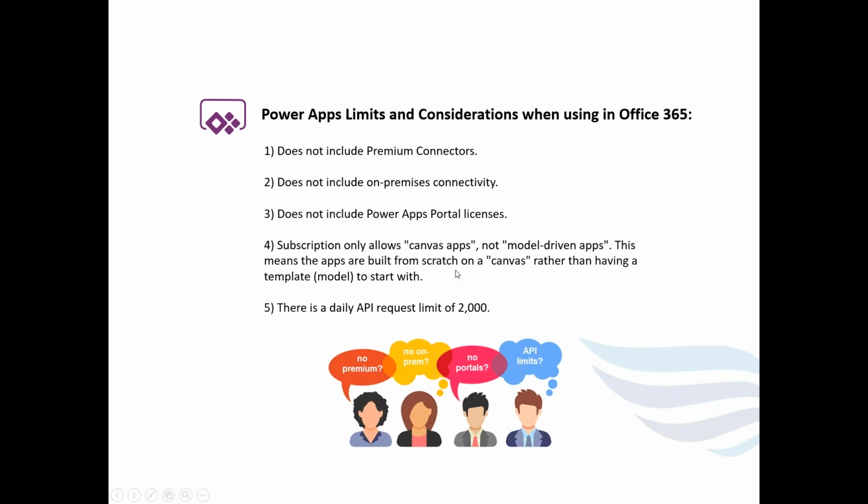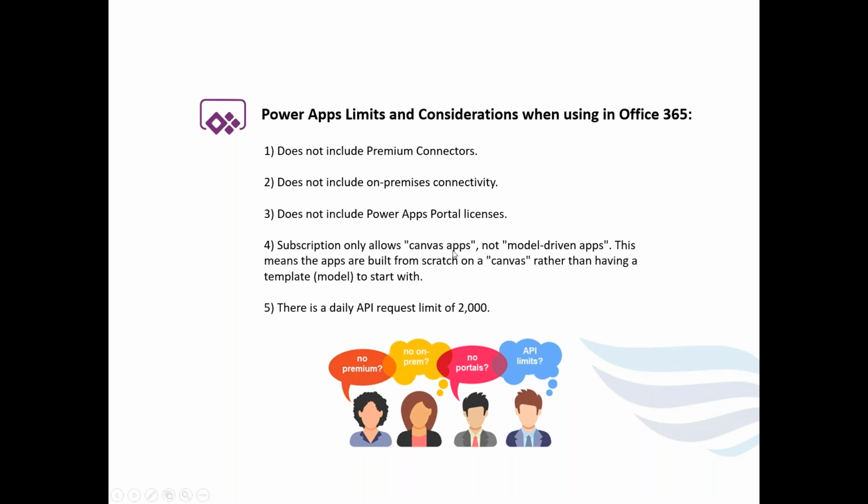When you have an Office 365 subscription, you get a certain amount of capabilities, but you don't get everything there. So let's go through this list. It doesn't include premium connectors, including connectors to SQL databases. That's an extra cost. You have to go with the standalone version of PowerApps, which is not what comes with Office 365. What comes with Office 365 is called the seeded version. Seeded is limited: it does not include premium connectors, does not include on-premises connectivity, does not include PowerApps portal licenses, whereas with NITRO Studio, we come with portals.